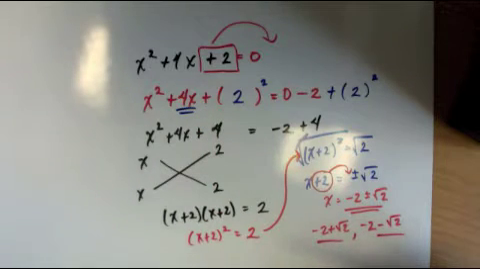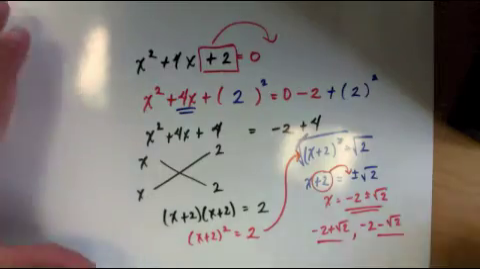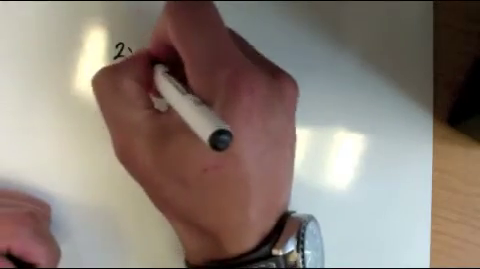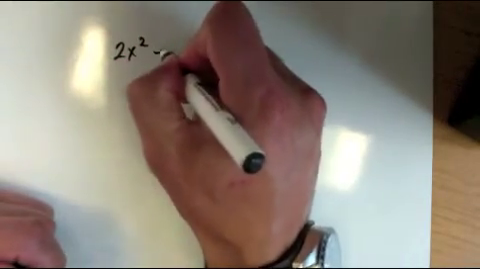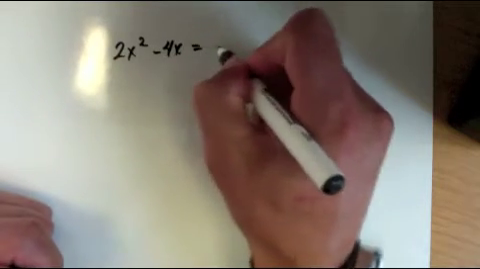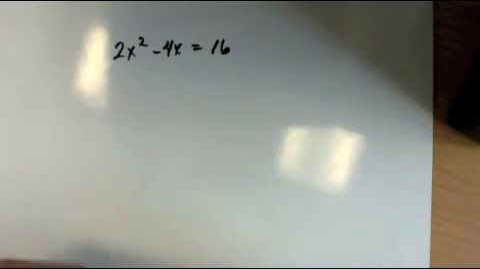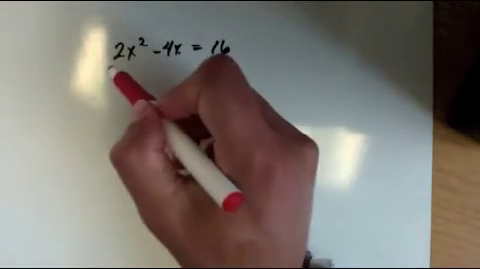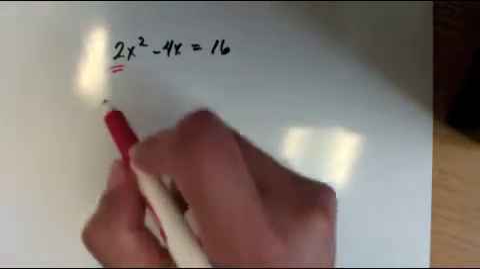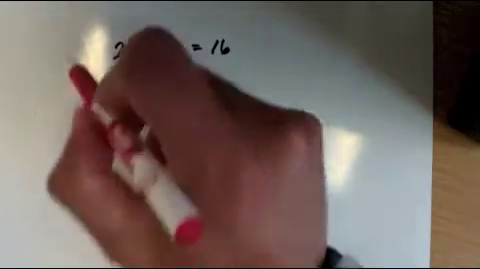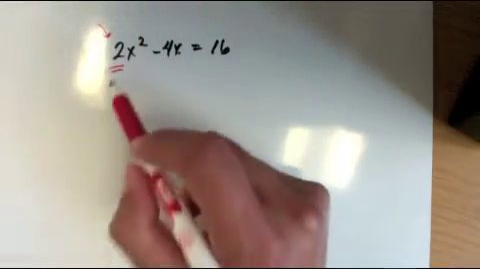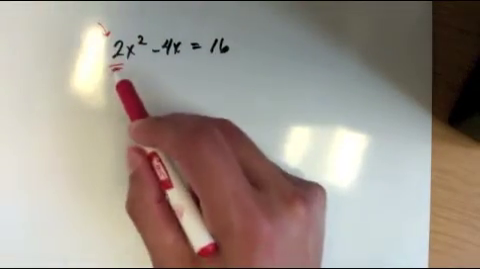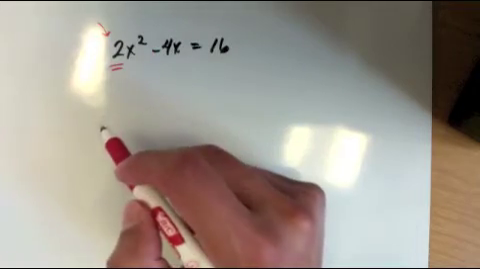Okay, I'm going to go ahead and do one more and make it a little bit more challenging. Equals 16. Now there's one rule about completing the square. You notice this coefficient, this number here in front of the x, that cannot be there. So we have to remove this 2 from in front of the x squared.